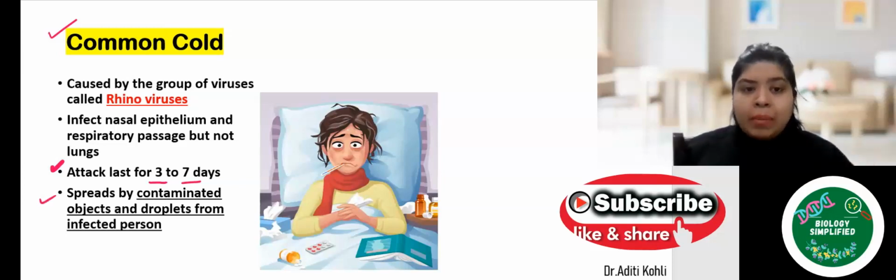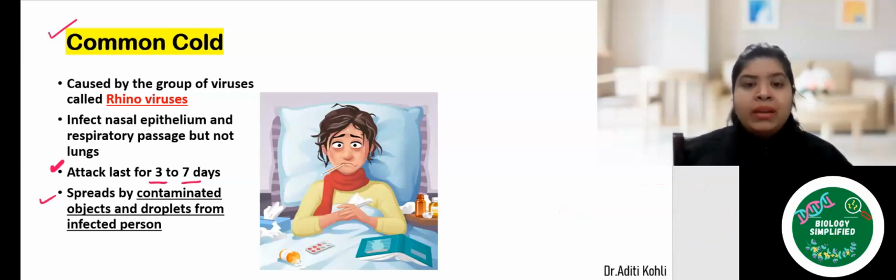It spreads by contaminated objects and droplets from the infected person. Basically, it is the breathing of airborne droplets contaminated by the virus from the patient, or it can otherwise be eating food or drinking water contaminated by the virus, or even touching articles, surfaces or body fluids which are contaminated by the virus. So this is how the disease can spread from one person to another. Majorly, it is the airborne or droplet spread.